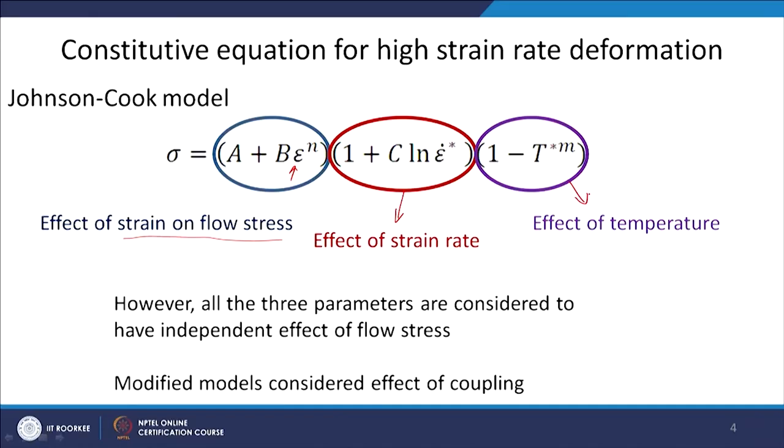So, the Johnson-Cook model was a very simple model, and that is why it is very popular, because you can easily use this model to make a constitutive equation. So, for rough work, you can use it very quickly. However, some modifications were proposed by other researchers on this model to take care of this coupling effect.